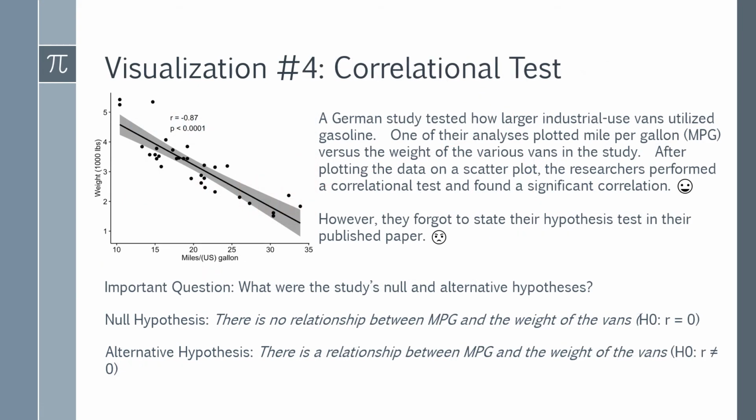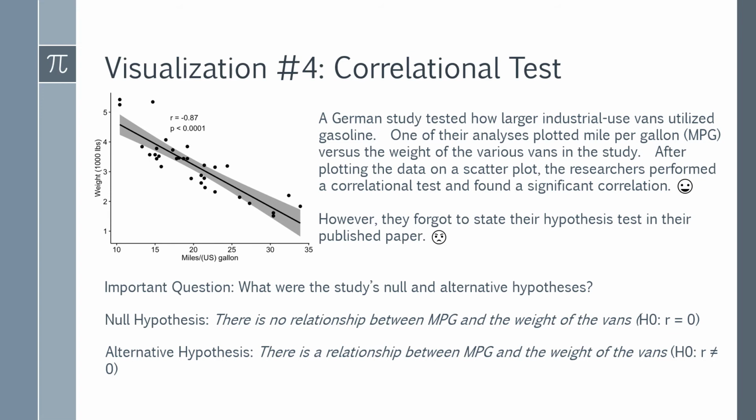Here for visualization number 4, the correlation test is what we'll be researching. This study has already been found to have significant correlation. With the p-value being 0.0001, you can show that there's a significant reason for the answer that they came up with. The important question was, what were the study's null and alternative hypotheses?